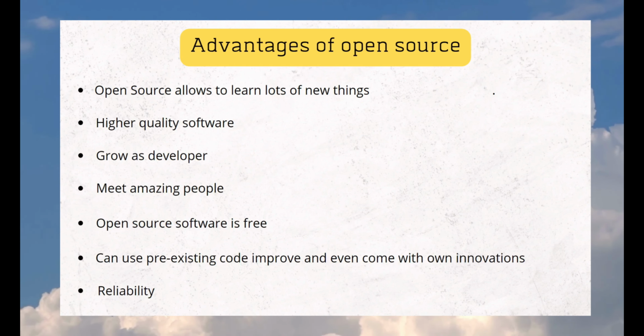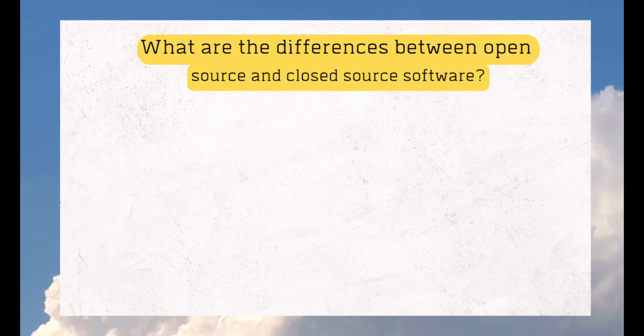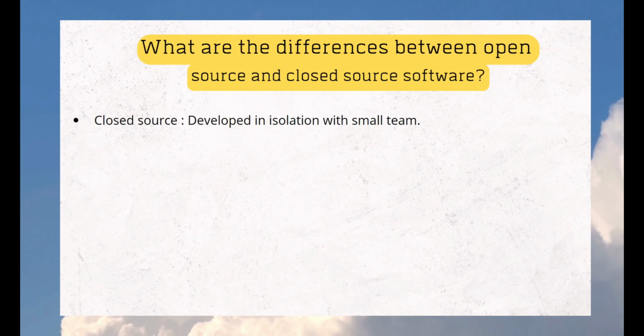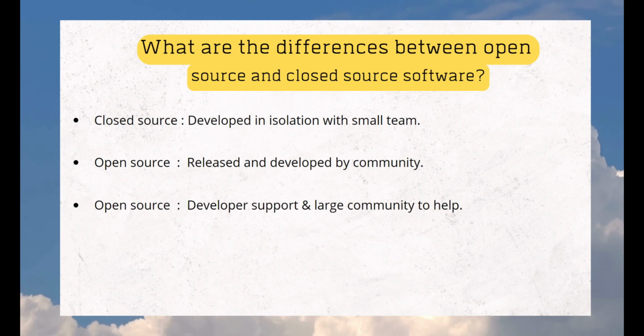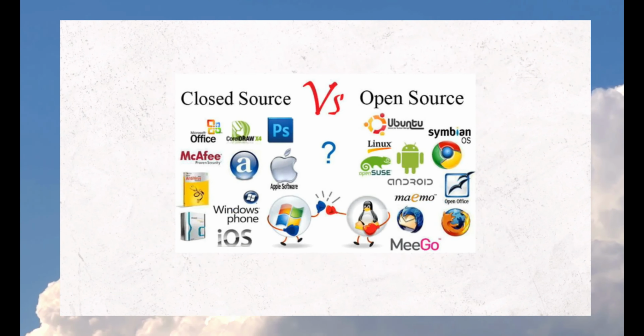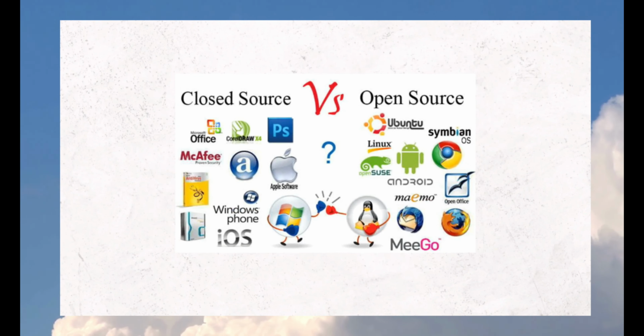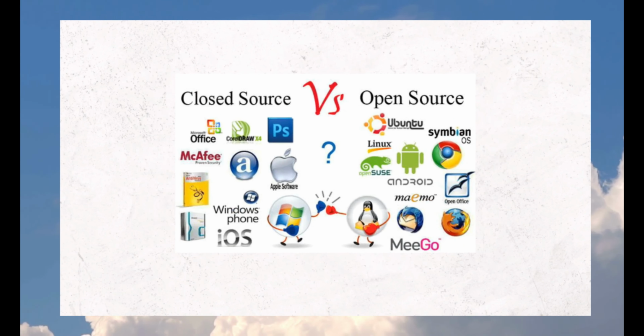Now let's discuss the difference between open source and closed source software. Closed source software is developed in isolation by a small team of developers, but open source software is released and developed by development communities, and offers developer support and a large community to help. There are some different examples of open source and closed source software. Closed source software includes Photoshop, Microsoft Word, and iOS, and open source software includes Linux, Ubuntu, Firefox, and so on.